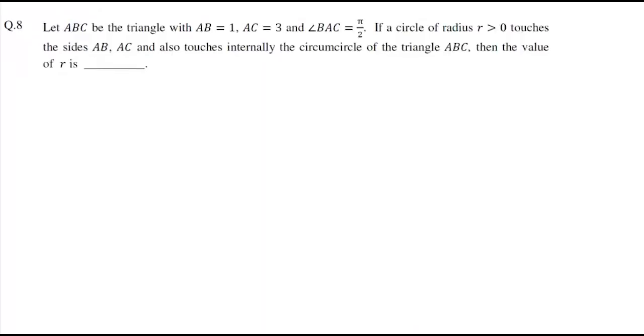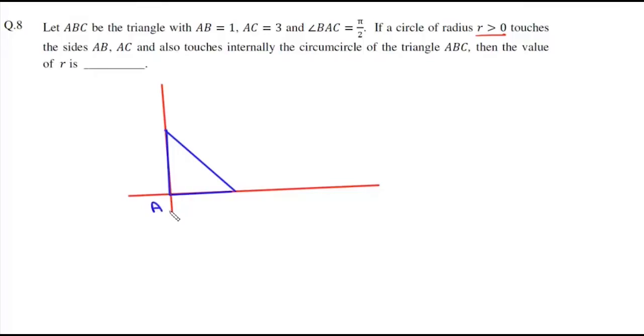And this question says, let ABC be a triangle with AB equals 1, AC equals 3 and angle BAC equals pi by 2. If a circle of radius r greater than 0 touches the sides AB and AC and also touches internally the circumcircle of triangle ABC, then the value of r is. What we'll do is, since it is a right angled triangle, we'll take this triangle along the axes of coordinates.